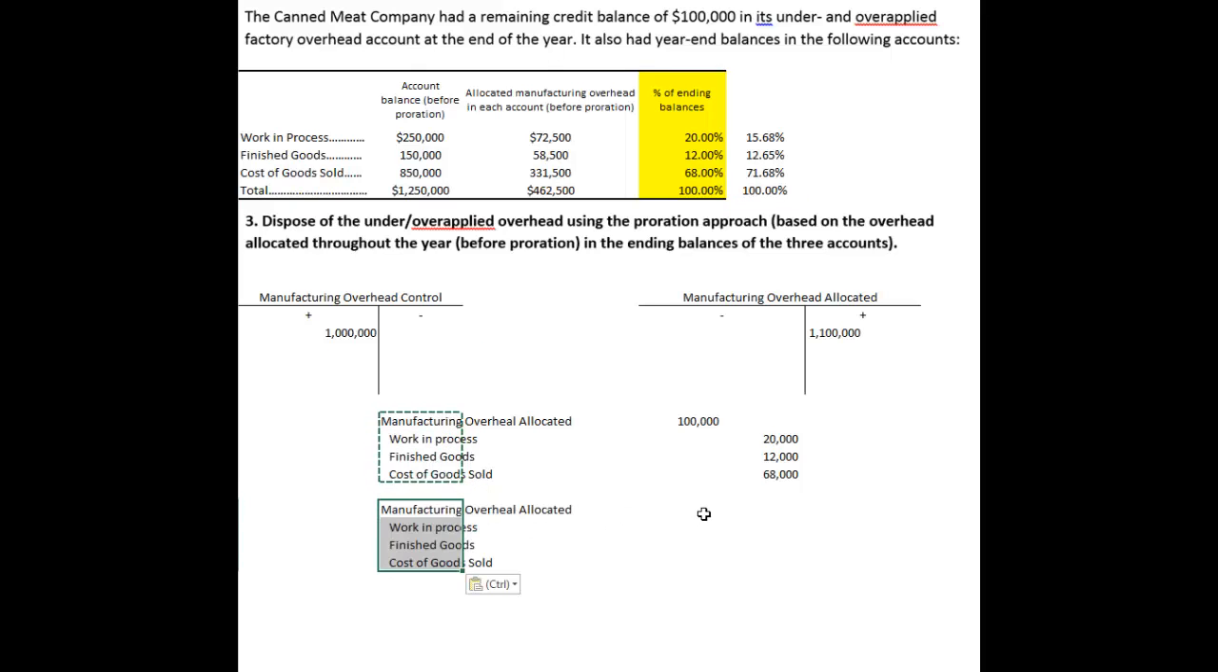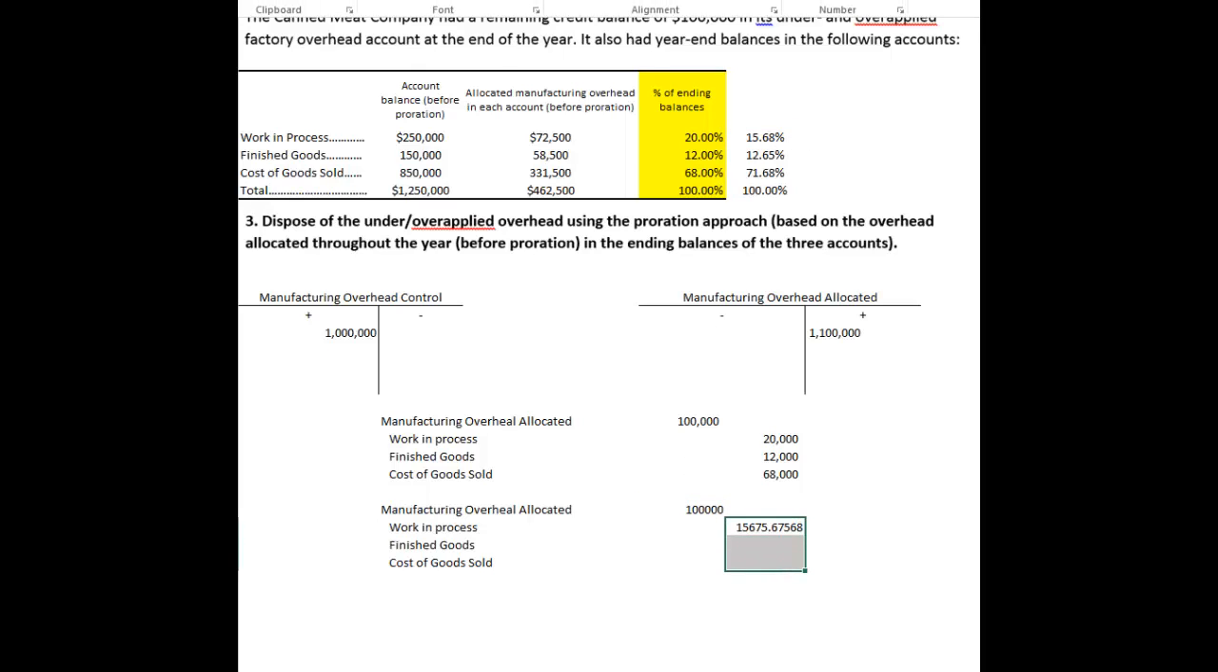What we're going to do for the third requirement is still get rid of the same $100,000. We're going to split it up differently, right? This work in process is going to get $100,000 times 15.68%. And of course, I've got some rounding errors there, so let me just kill those rounding errors. The finished goods will be this portion, and the cost of goods sold will be that amount.